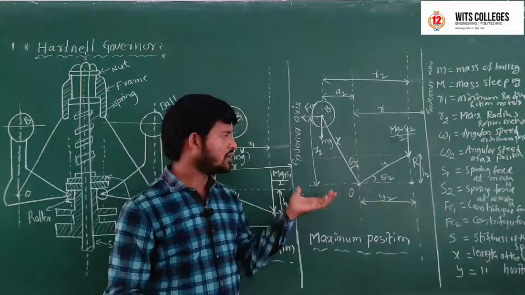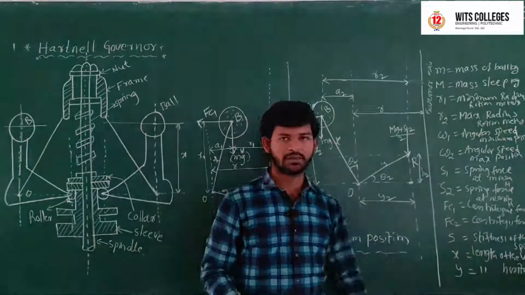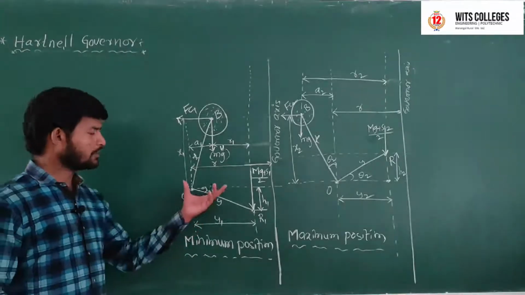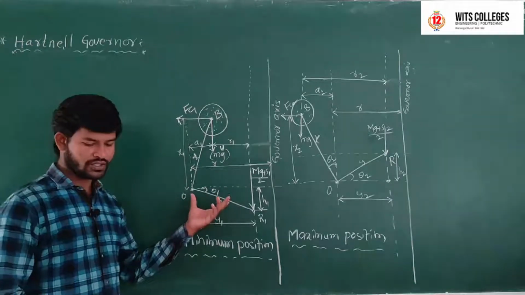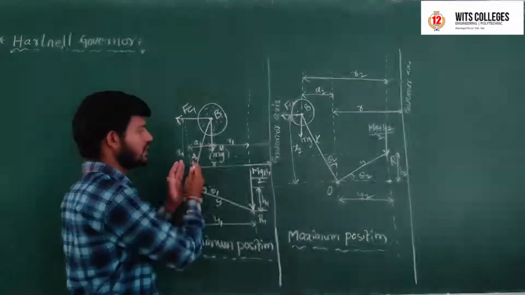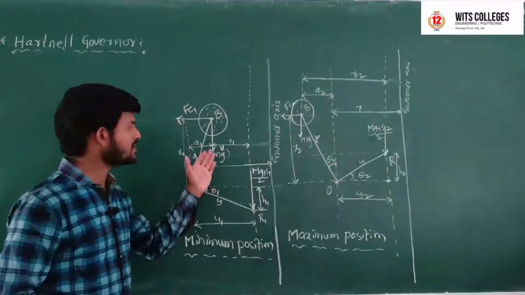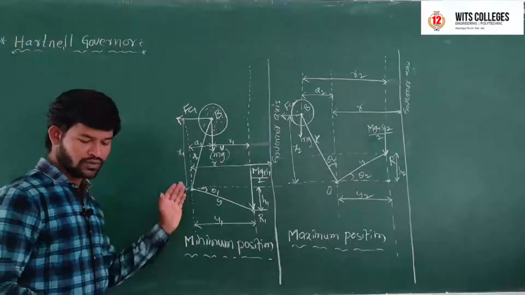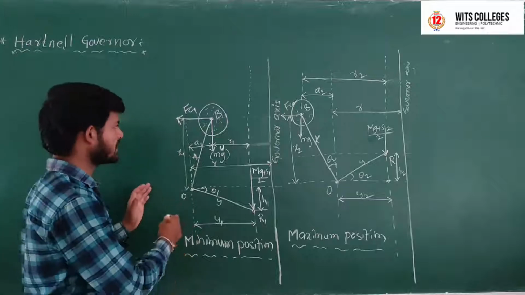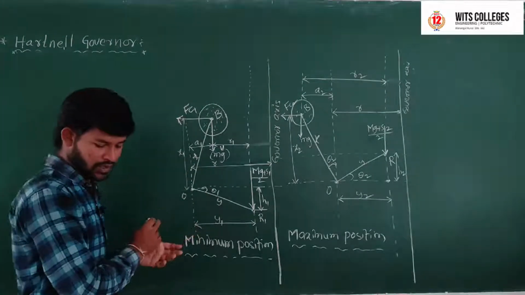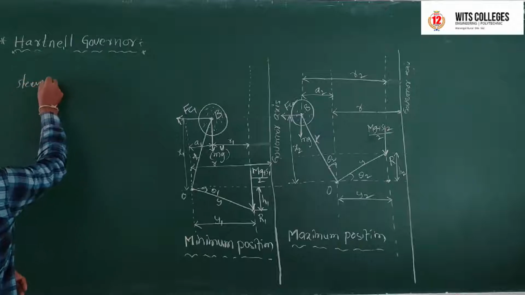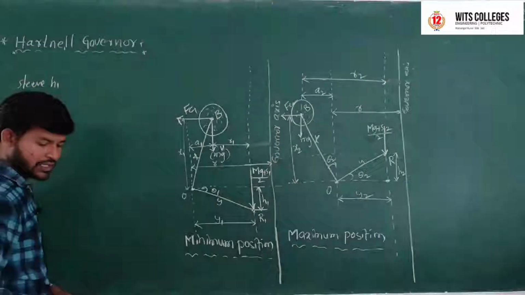Here we derive the formula for the stiffness of the spring. First, for the minimum position, when the radius of rotation r changes to r1, let us see how the spring lift of the sleeve changes. Here the sleeve is at h1.